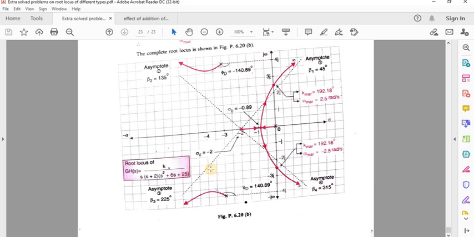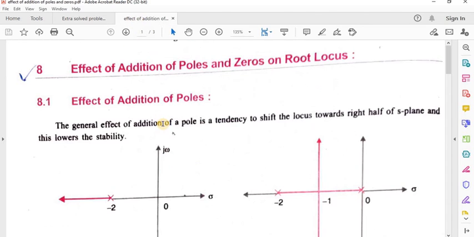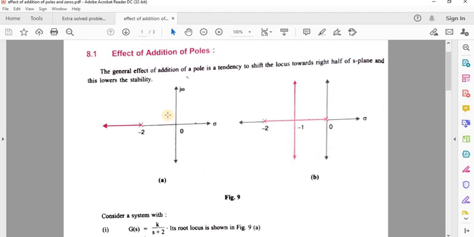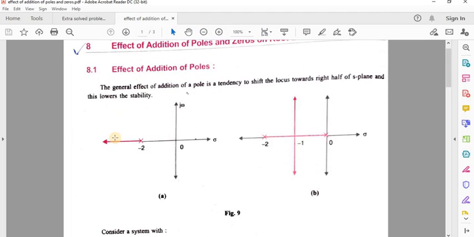Simple example. This was about the root locus types and examples. These types are important and sufficient for your syllabus. You have to study and solve each and every problem for understanding. Then the last part is the effect of addition of poles and zeros on the root locus. You can see here the effect of addition of poles. Whenever we add poles to the transfer function, what will happen?